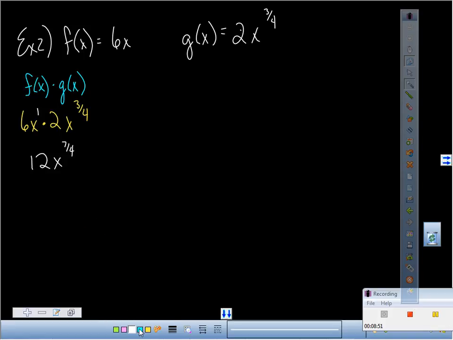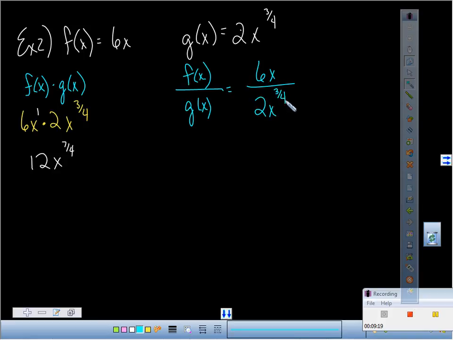All right, let's do this one over here. We're going to say, what's f of x over g of x? Okay, what is f of x? So 6x on the top, and g of x is 2x to the 3/4. Okay, now when you have a fraction, what do you need to be looking to do? Reduce it, right? Reduce things. Okay, so let's see if we can reduce. What's the first thing you see? 6 and 2. What is it reduced by? 2. 2 goes into here 1, and 2 goes into here 3. You can reduce the x.